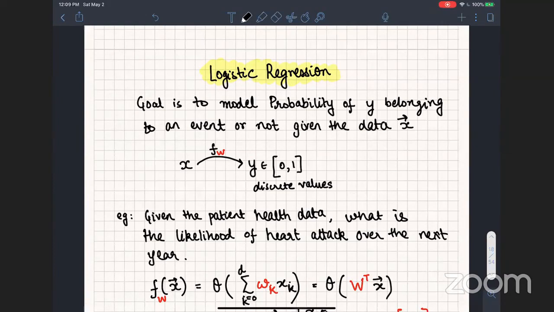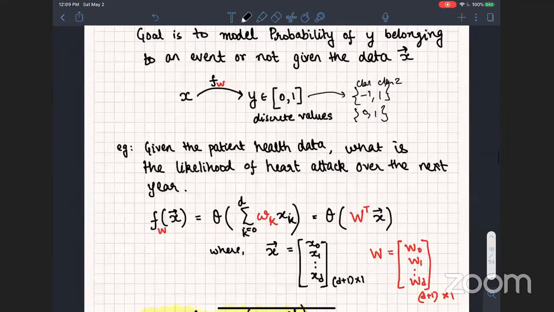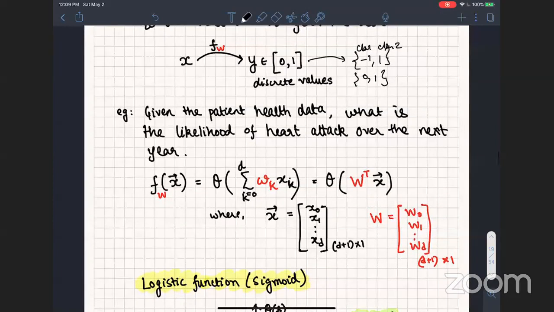It can also be thought of as, based on the probability, you want to further take this and make it -1, 1 or 0, 1, as class 1 or class 2. So once you have that probability, you can estimate how this can be used as a classifier, right? For example, you have to predict the likelihood of a heart attack for a patient given their health record, right?